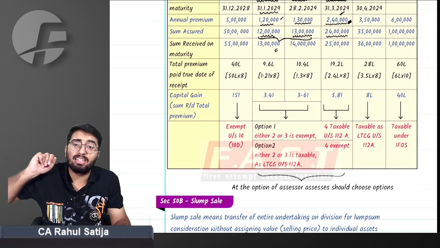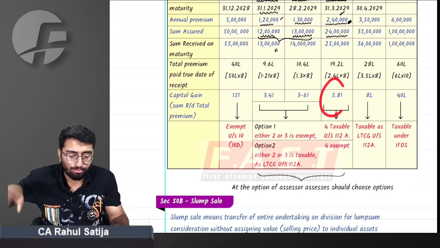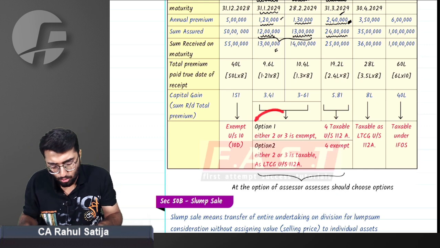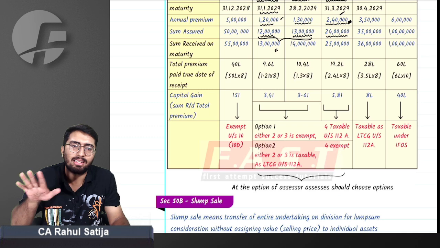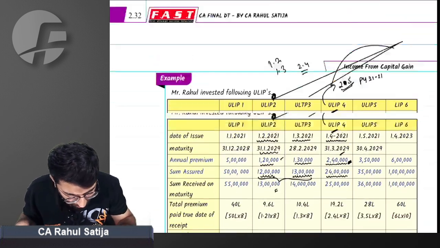So option 1 is better. Getting ULIP number 2 and 3 exempt is a better choice than 4. So therefore, it is advisable to go for option number 1, where either 2 or 3 is exempt and ULIP number 4 is taxable. This is how you have to work out.